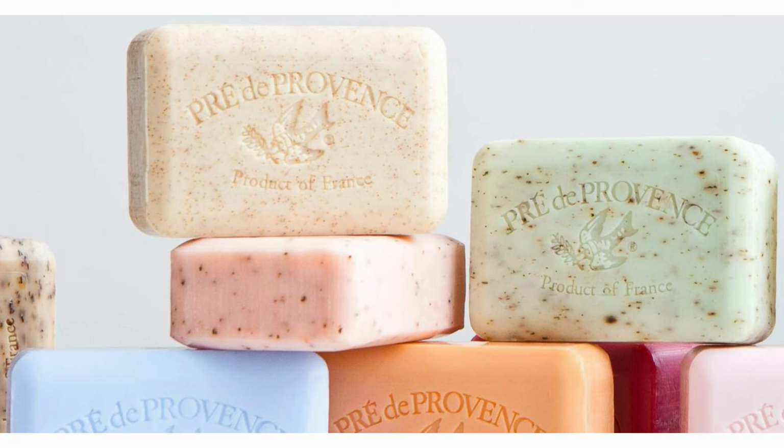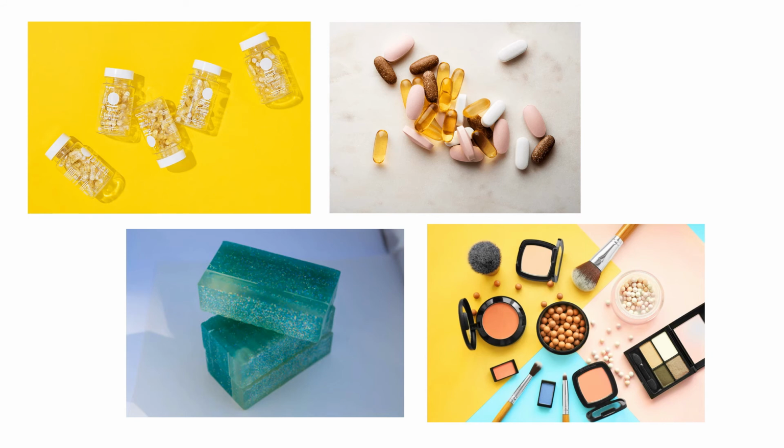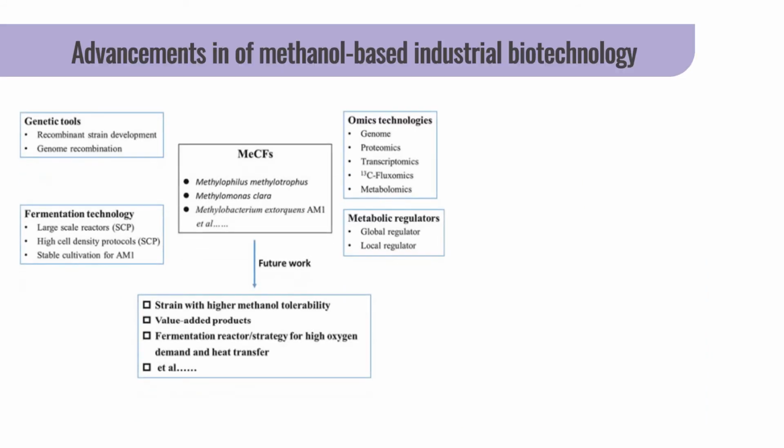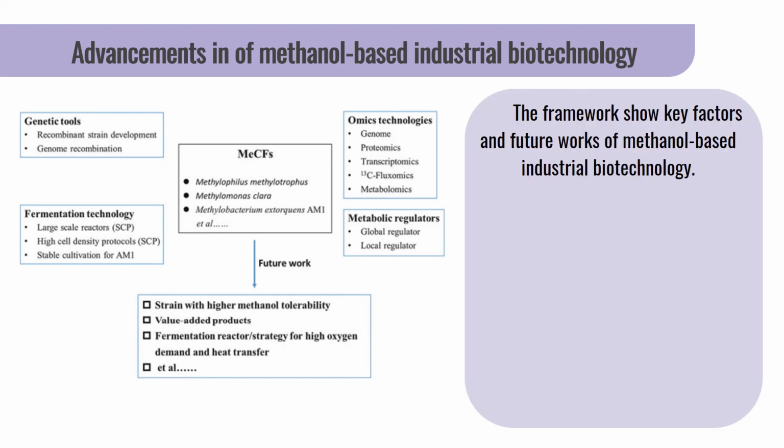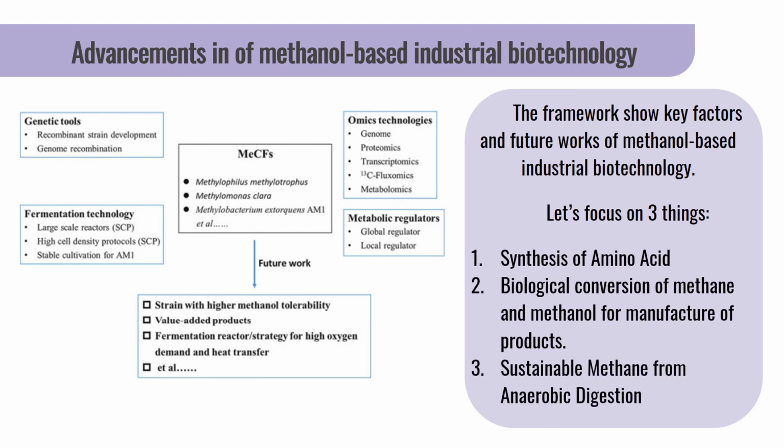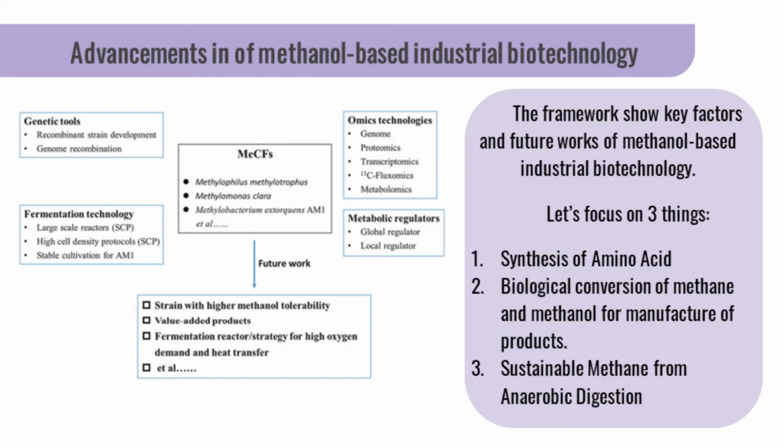These are only a part of the variety of other applications of methanotrophs, and since science has come a long way, let's look at the advancements of methanol-based industrial biotechnology. The framework shows key factors and future works of methanol-based industrial biotechnology. Let's focus on three things. 1. Synthesis of amino acids. 2. Biological conversion of methane and methanol for manufacturing of products. And 3. Sustainable methane from anaerobic digestion. Let's focus on the first one.